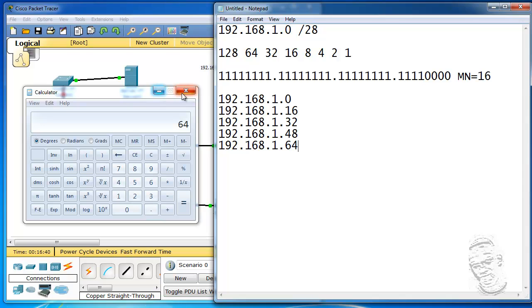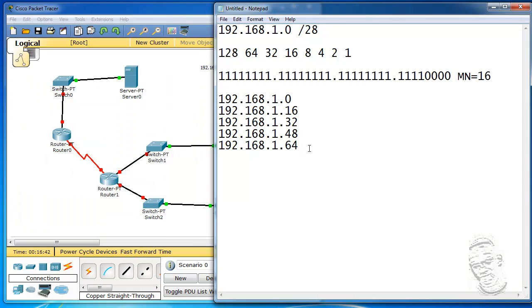Alright, we will get 16 networks here nonetheless, but we're only going to be using 3 networks, and we're not using 0 as our first network. So this 16 network would have a broadcast IP of 31. The 32 network would have a broadcast IP at 47. And the third network would have a broadcast IP at 63. So we're only going to be using these 3 networks here basically.